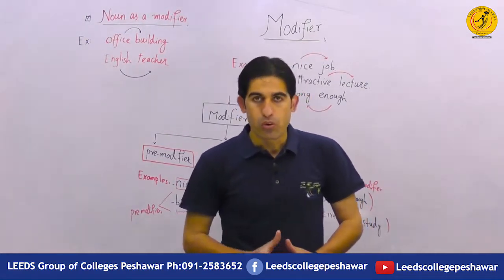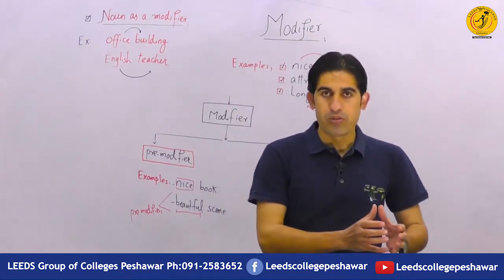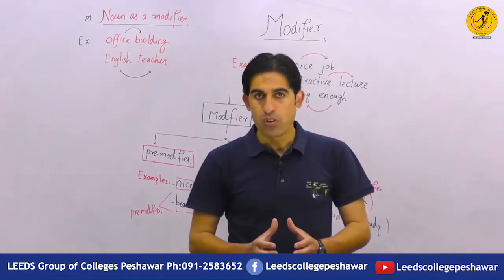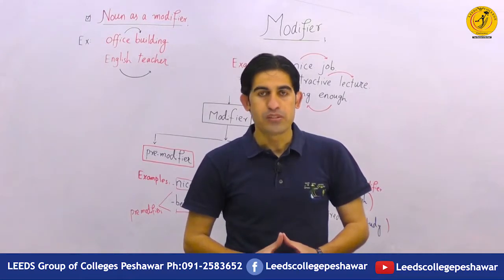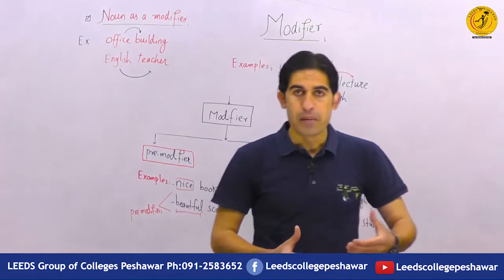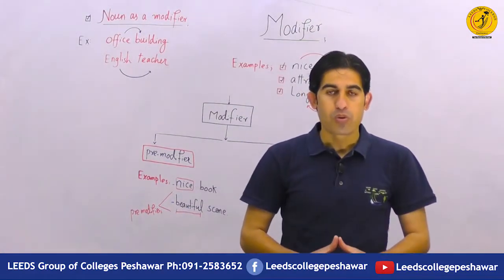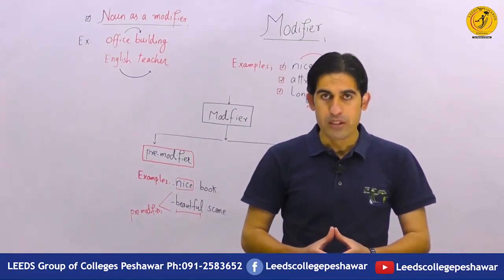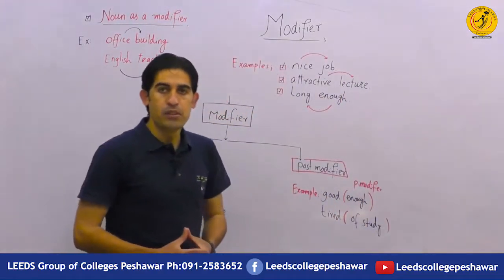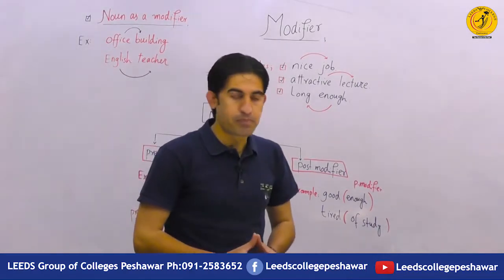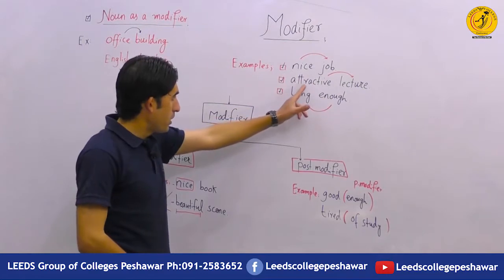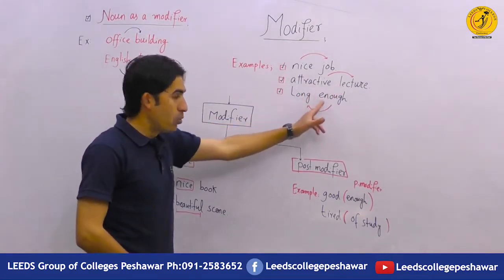A modifier is also called a qualifier, a word that qualifies a noun. But if we check the definition of modifier in the Concise Oxford Dictionary, according to it, a modifier is a word or maybe a complete phrase which qualifies the sense of a word and maybe of a phrase. Now, I have given a few examples. The first one, nice job. Number second, attractive lecture. Number third, long enough.